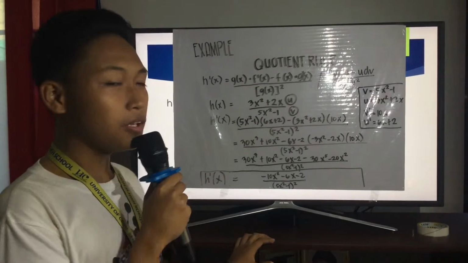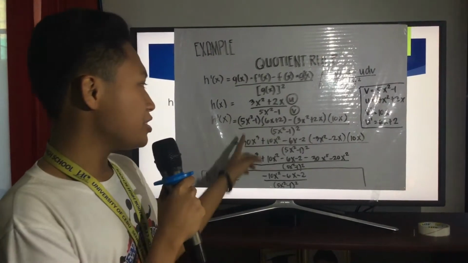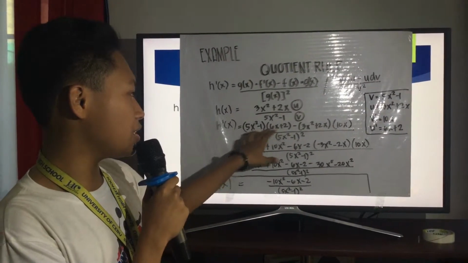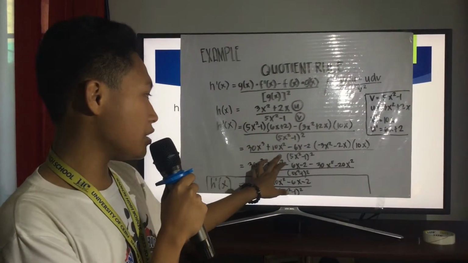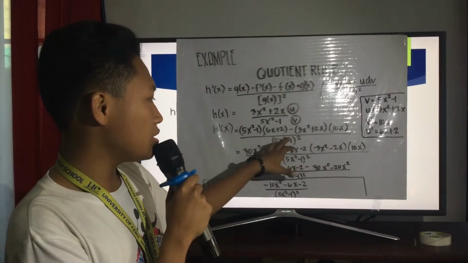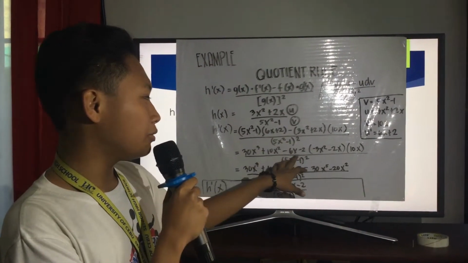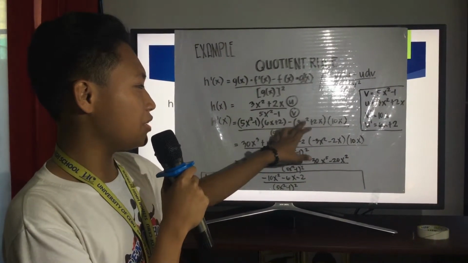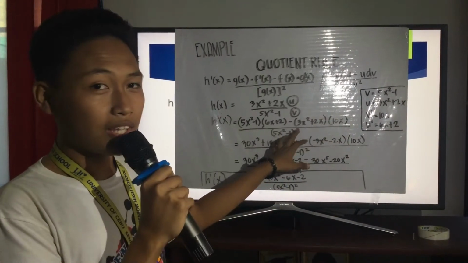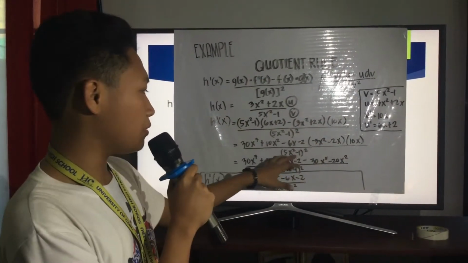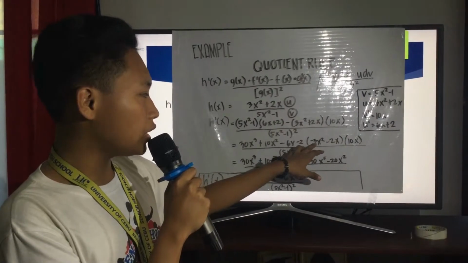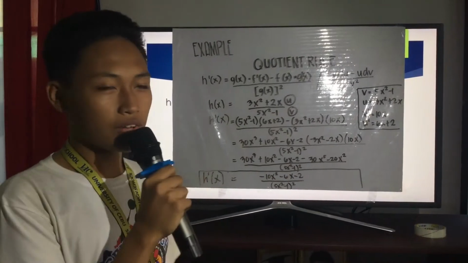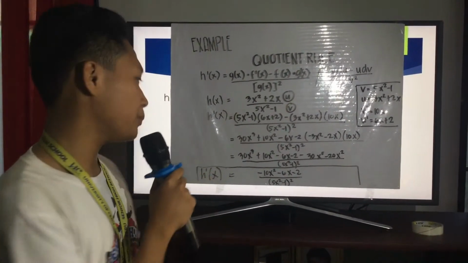Next, using the FOIL method, distribute each term, and then the answer for this is 30x cubed plus 10x squared minus 6x minus 2. Since there is a negative sign, you have to distribute it here so that the sign of these terms will be the opposite. So, negative 3x squared minus 2x times 10x all over 5x squared minus 1 squared.